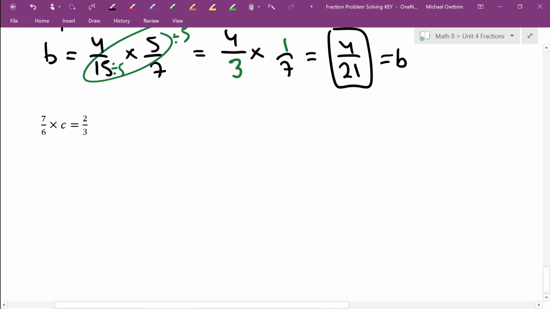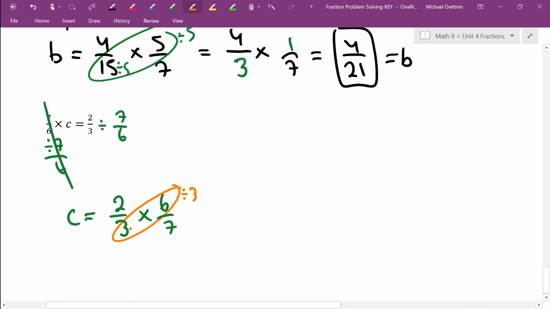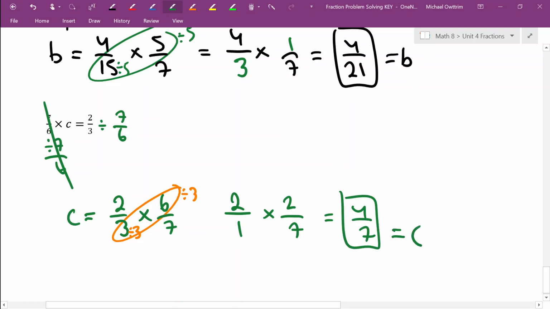Here, the opposite of multiplying by 7/6 is dividing by 7/6. And we'll do the same thing on the other side. So we say C is equal to 2/3 times 6/7. Again, I'm going to simplify here by dividing by 3. And that will give me 2/1 times 2/7, which is 4/7. And that'll be the value of my C.